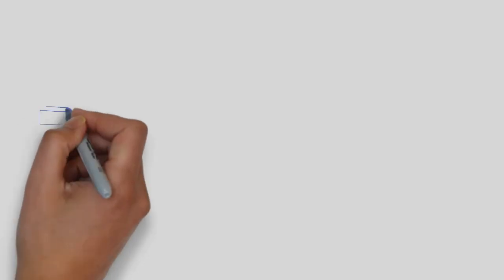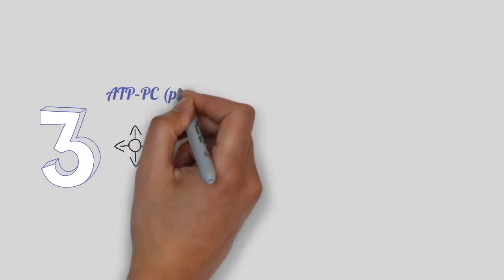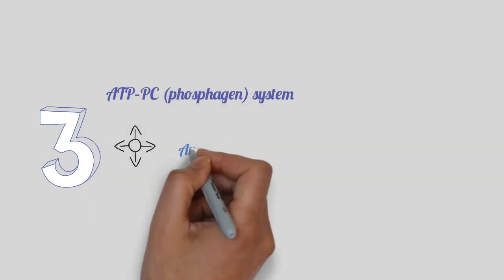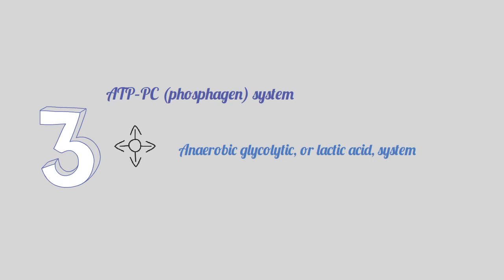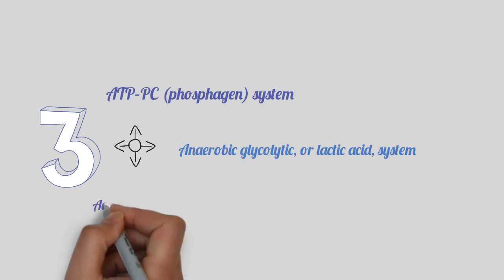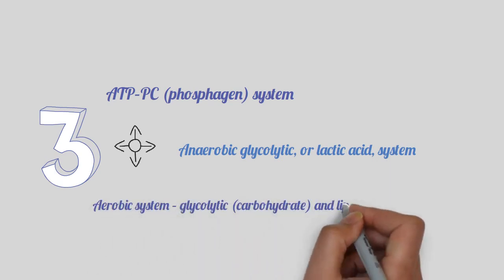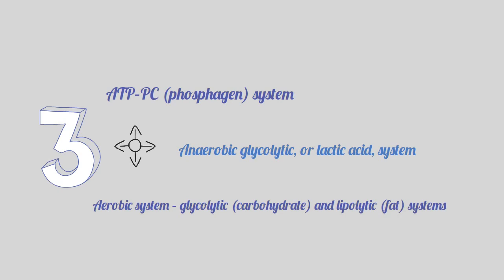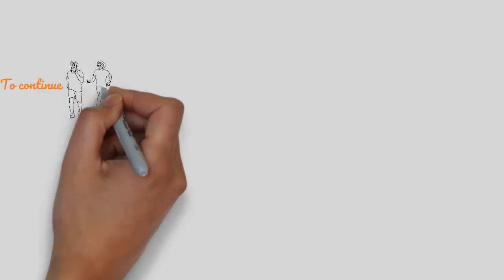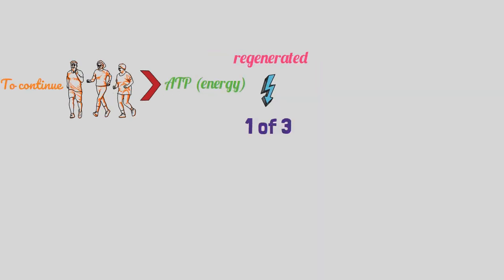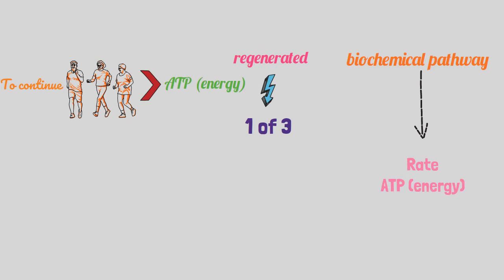The body has three main energy systems it can use for different types of physical activity. These are called the ATP-PC phosphagen system. The second one is the anaerobic glycolytic or lactic acid system, and the third one is the aerobic system, comprising of the glycolytic, which is carbohydrate, and lipolytic, which is fat system. To continue exercising, ATP must be regenerated from one of the three energy systems, each of which has a very different biochemical pathway and rate at which it produces ATP.